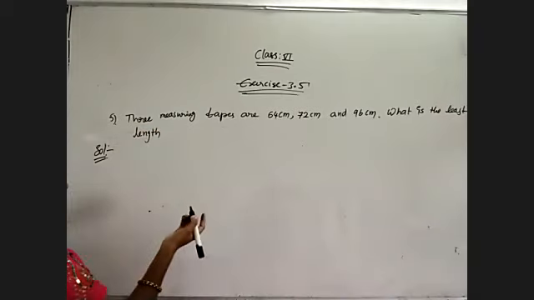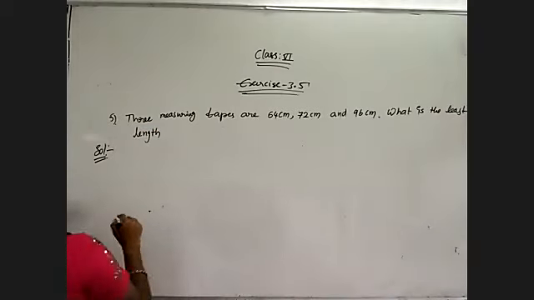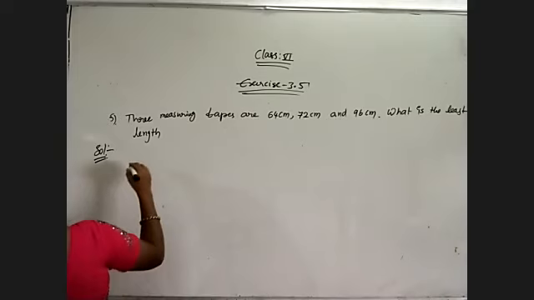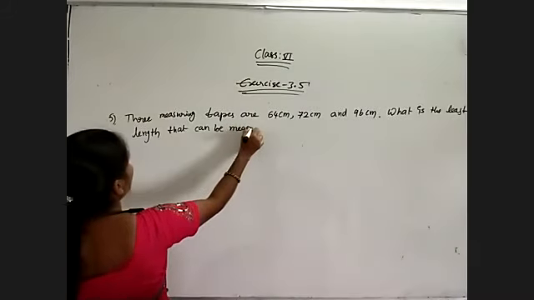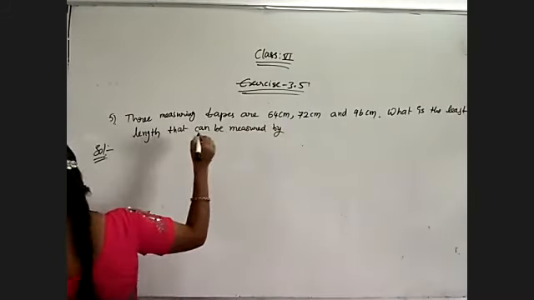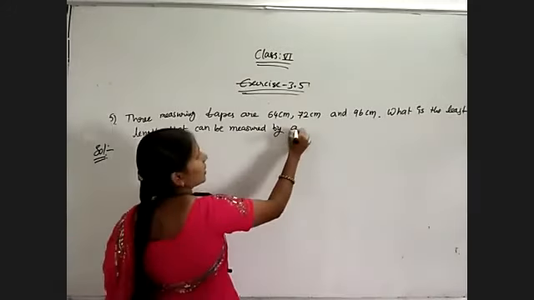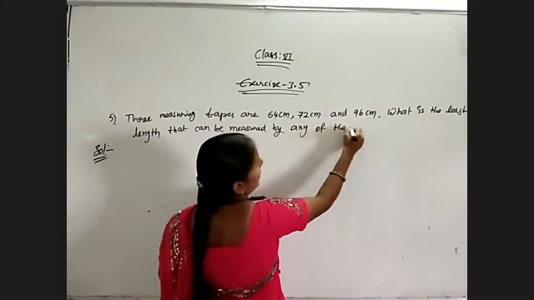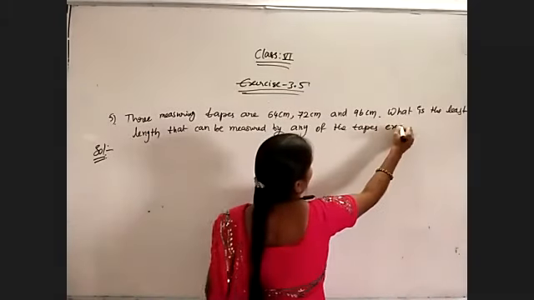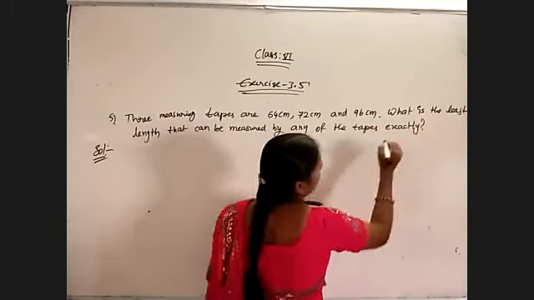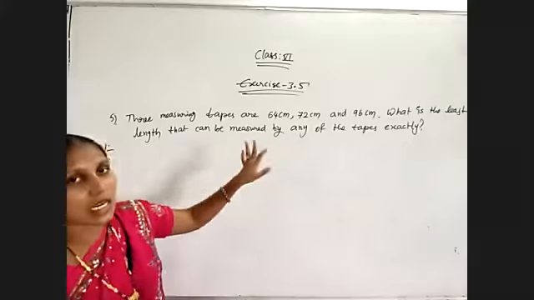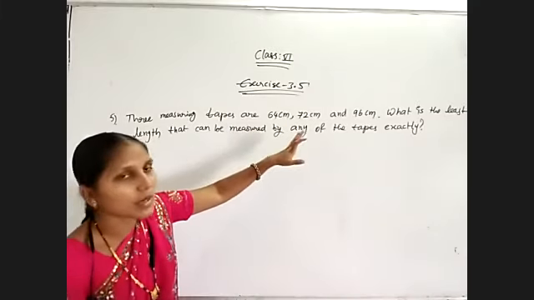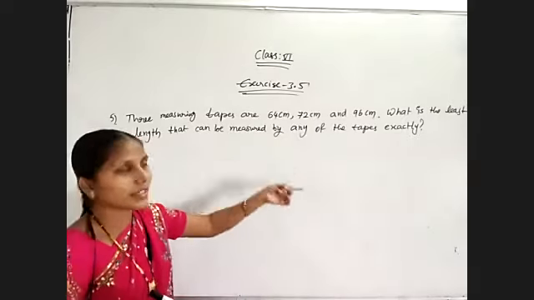Least is nothing but we have to use the concept of LCM. Least length that can be measured by any of the tapes exactly. That means whatever value we get, that is divisible by each and every number. That means what is the least length they are asking. So the LCM of those 3 numbers only will be divisible by 64, 72 and 96.